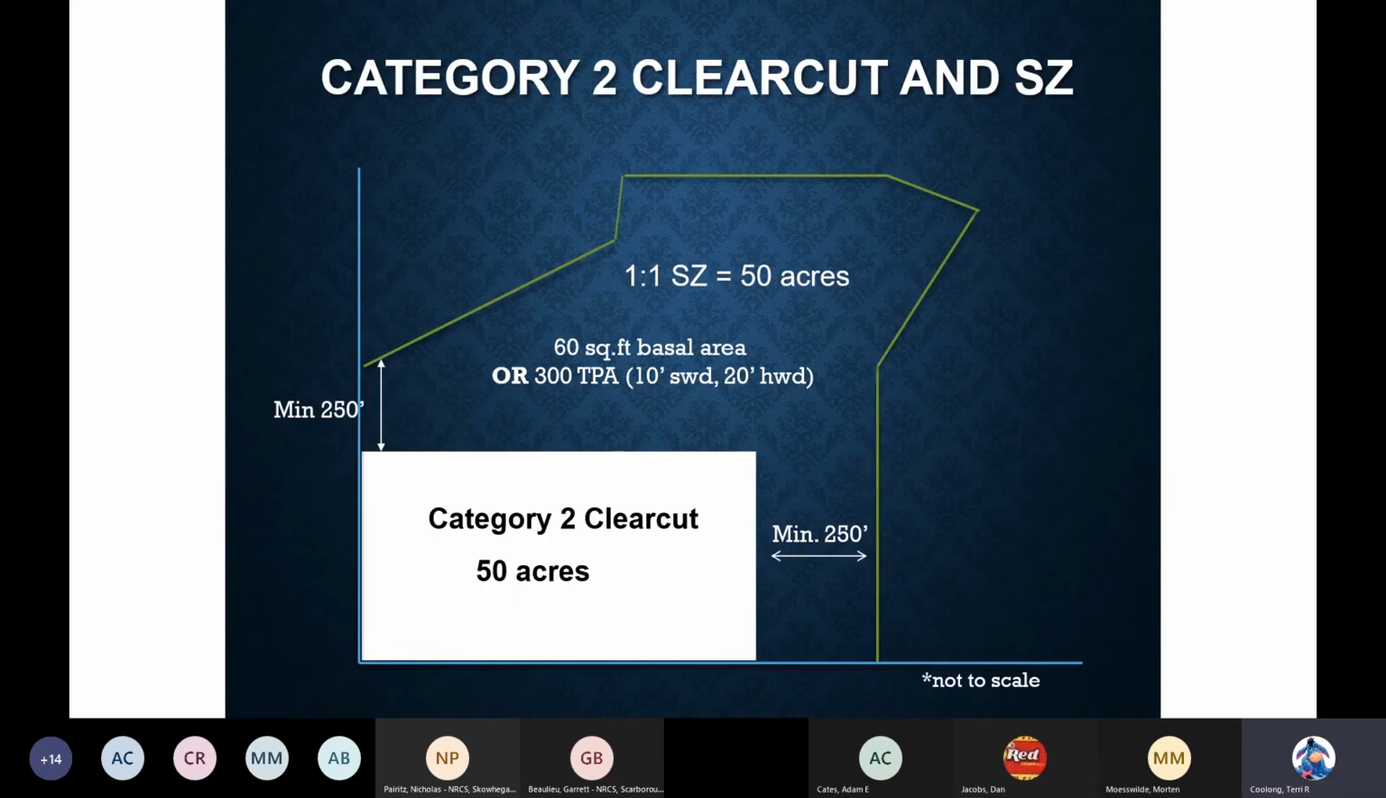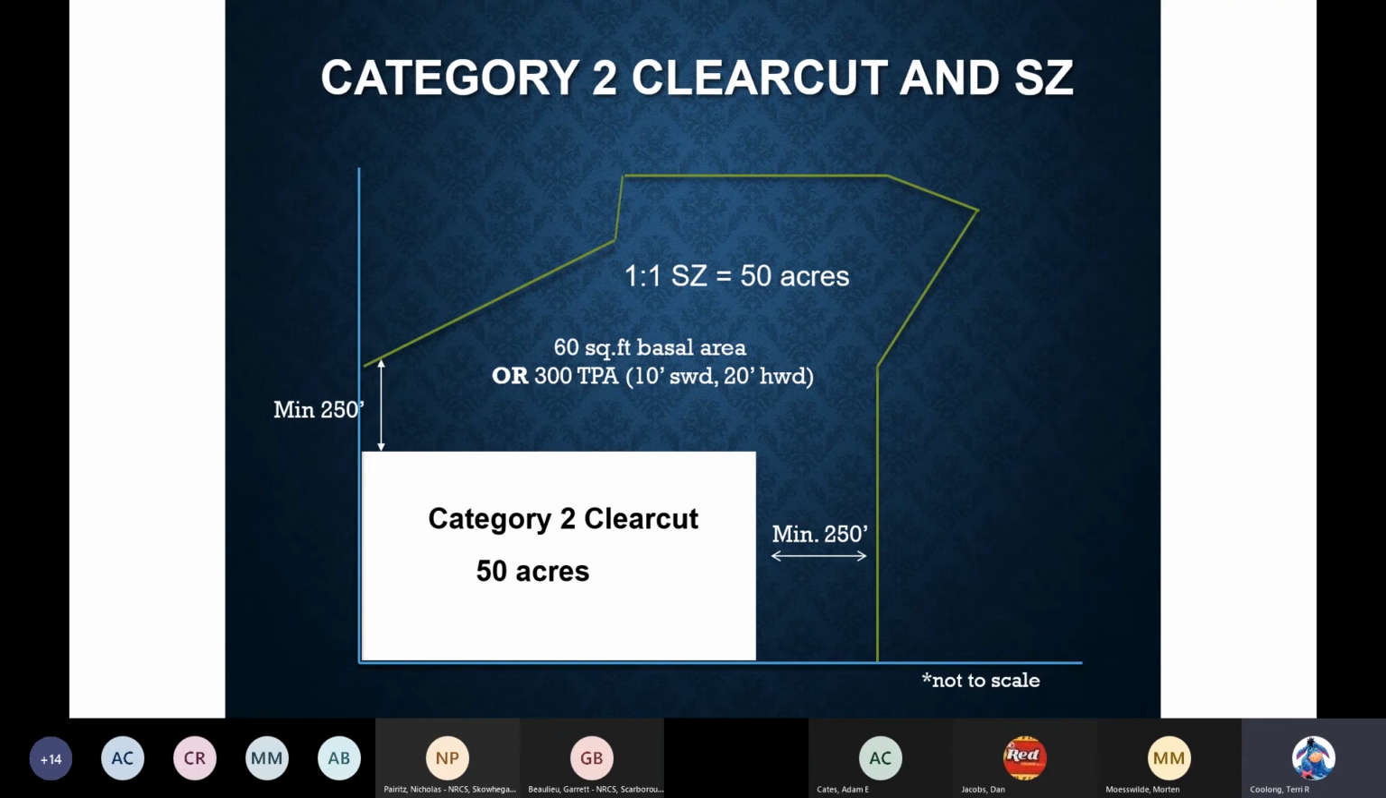So here's another category 2 clear cut. And again, it would apply to a category 3 clear cut. You can see that they nestled it right down in the corner of the property. You are allowed to cut right up to the property line. However, any separation zone that you have has got to be a minimum of 250 feet from that clear cut. And it can be very irregularly shaped.